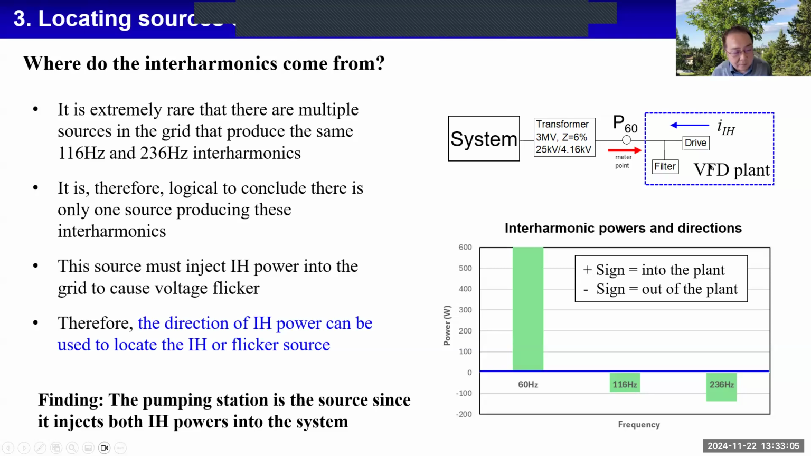By this time, we know the plant is the source of interharmonics, but it's not enough to convince the pipeline company, because they will say, how? We know our drive produces harmonics. We added a filter here to mitigate harmonics. What are interharmonics anyway, and why are they coming from our drive?